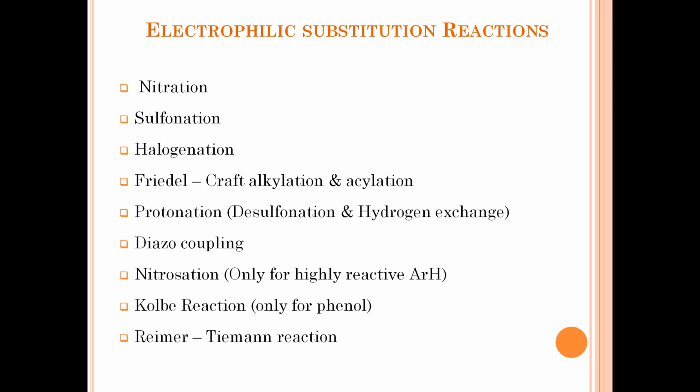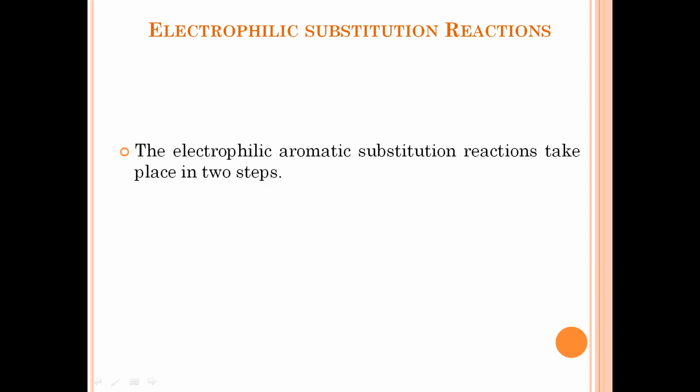Now the experimental evidence indicates that all the electrophilic substitution reactions of aromatic hydrocarbons proceed by a common mechanism. Therefore, we will first deal with the mechanism in general and then apply it to specific substitution reactions like nitration, halogenation, sulfonation, etc. So now we will discuss the general mechanism.